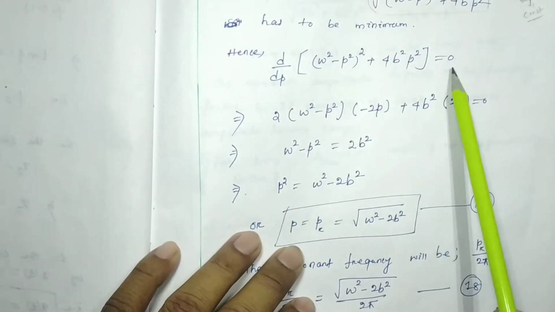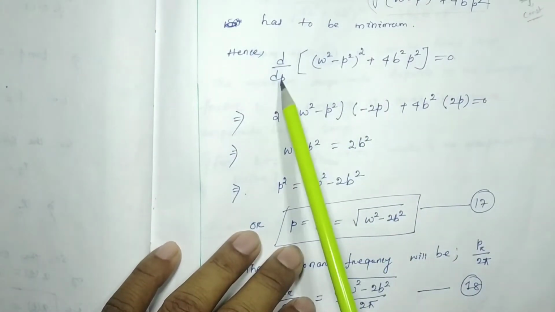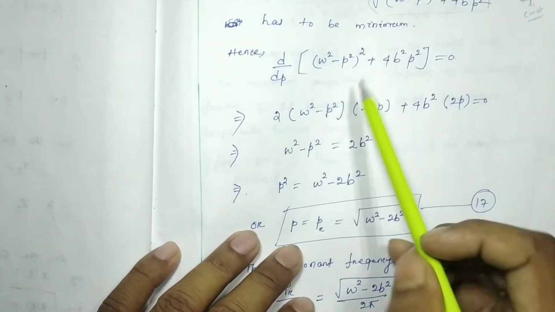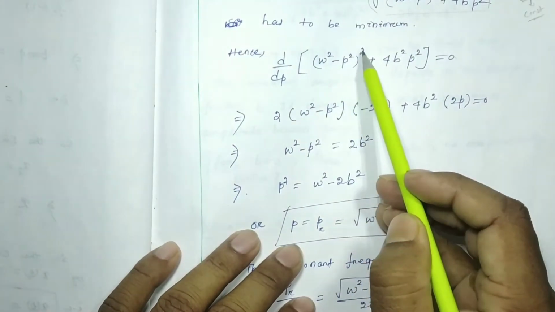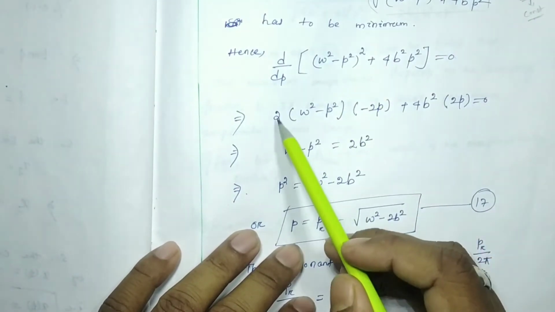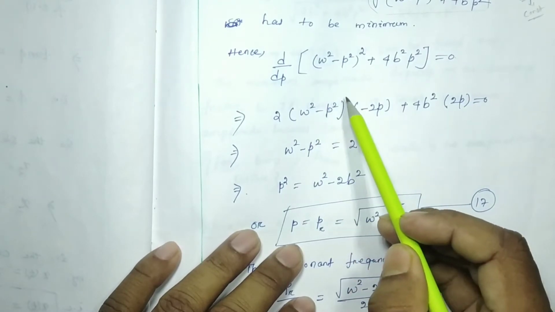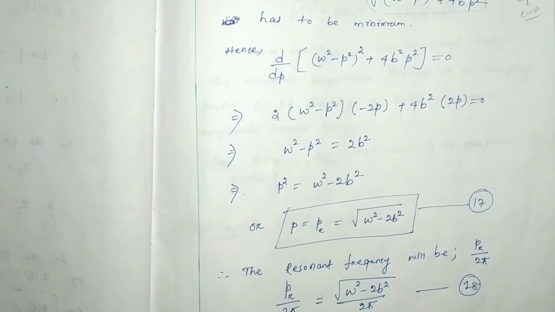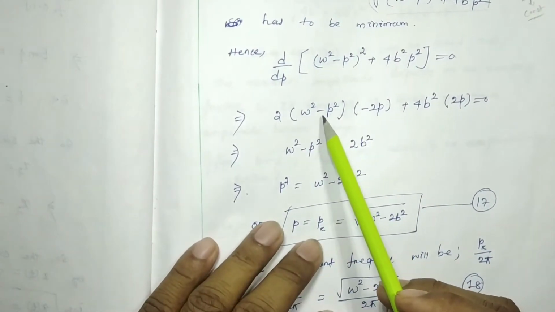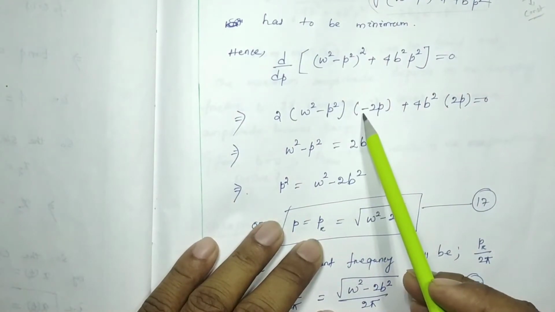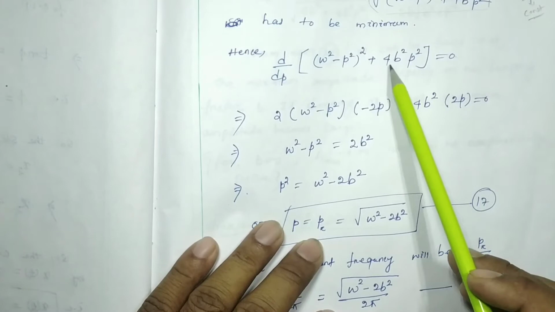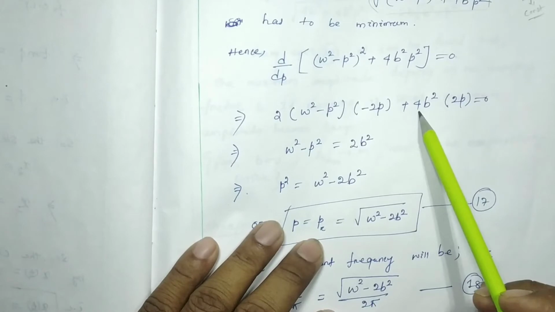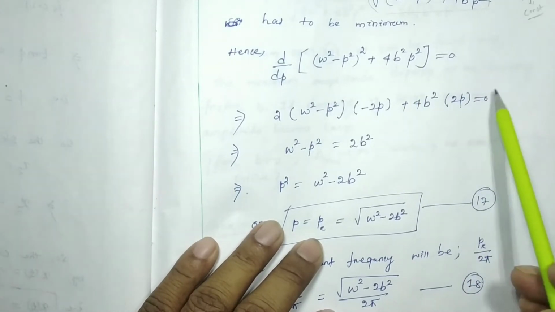Now we have to consider the first derivative. It will be how much? With respect to p, we have to take the derivative. So it is omega square minus p square whole square. First derivative, it will be 2 into omega square minus p square to the power 2 minus 1 will be 1. Again, derivative of minus p square will be minus 2p, right? Next derivative of this one, here p square is there, 4b square will be constant, 4b square, p square derivative will be 2p is equal to 0, right?